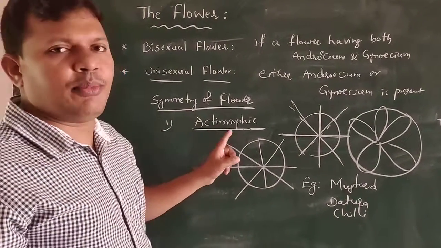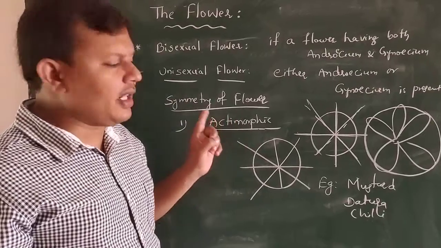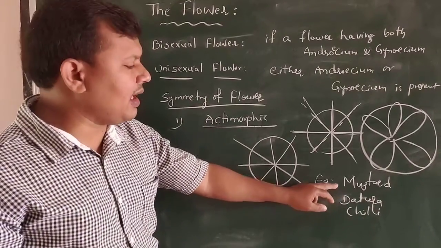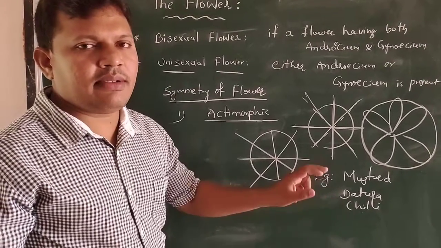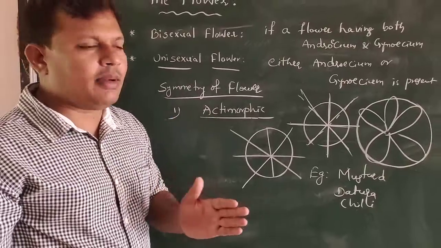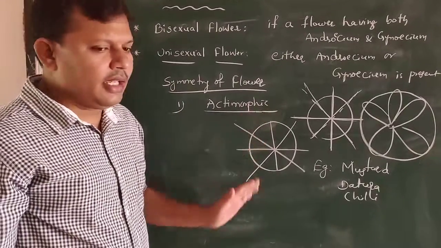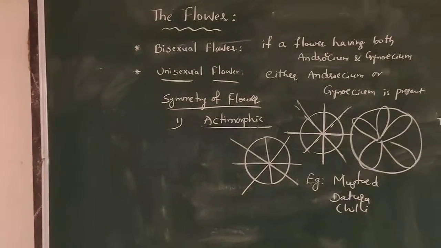This is very, very important. Most of the exams ask about the actinomorphic and its examples. The examples are mustard, datura and chilli. In these flowers, the flower can be cut into two equal parts from any plane. That can be called an actinomorphic flower. Okay.